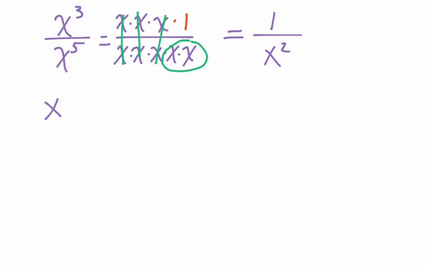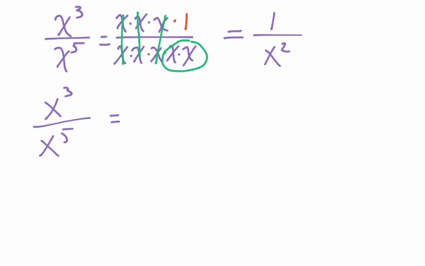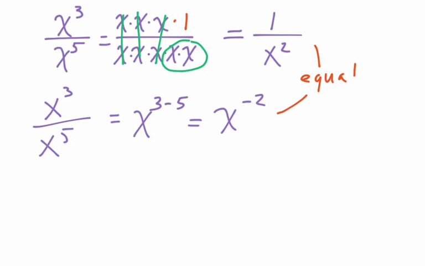Now I'm going to take the same problem and engage this property here, which in the last lesson we established works. This is also a reliable method to use. So we take the numerator and subtract the denominator exponent from it, and 3 minus 5 is negative 2. And what should be true is if both of these methods are algebraically sound, then x to the negative 2 has to be equal to 1 over x squared. Those have to be the same expression.